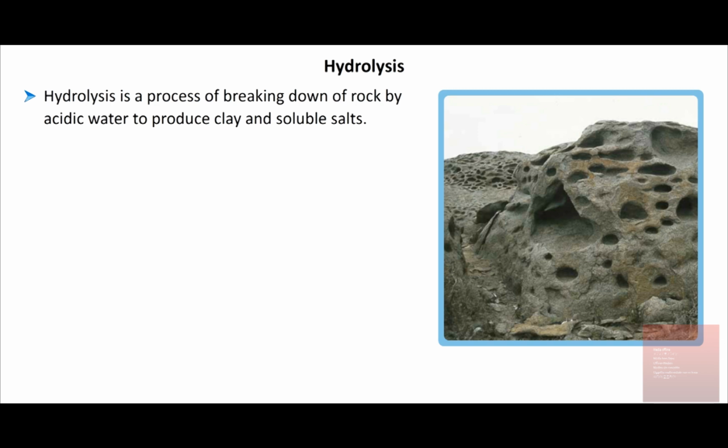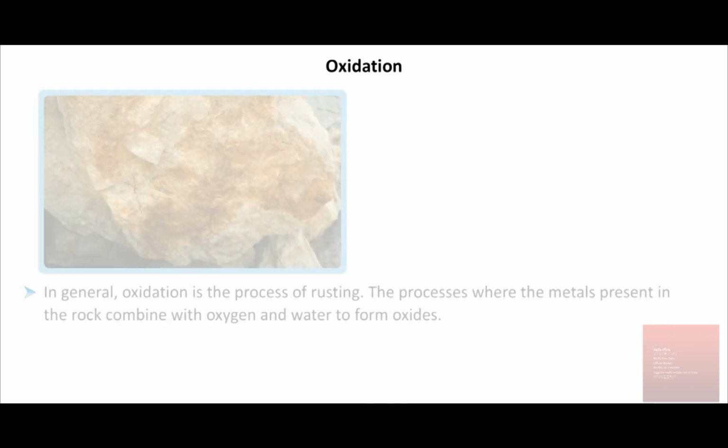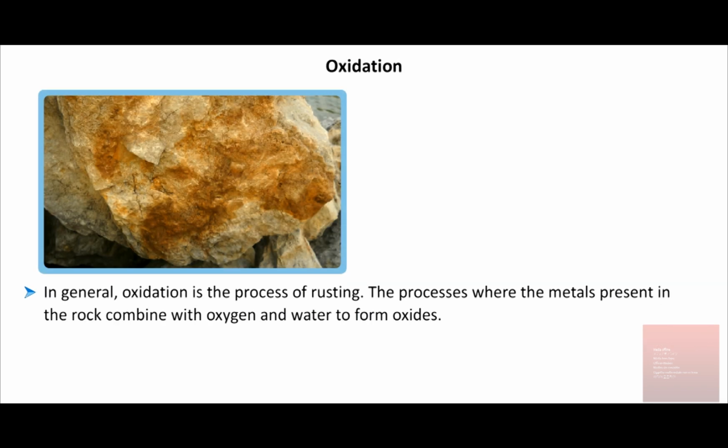Hydrolysis is a process of breaking down of rock by acidic water to produce clay and soluble salts. In this type of reaction, silicate is converted into clay minerals by hydrogen and hydroxide ions. In general, oxidation is the process of rusting. It is the process where the metals present in the rock combine with oxygen and water to form oxides.